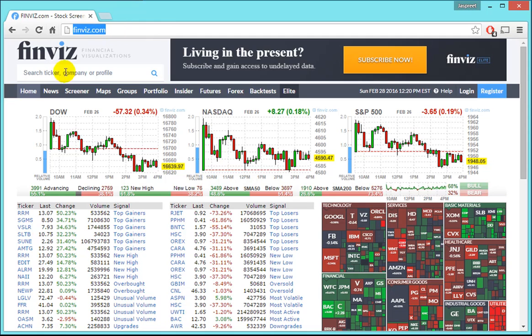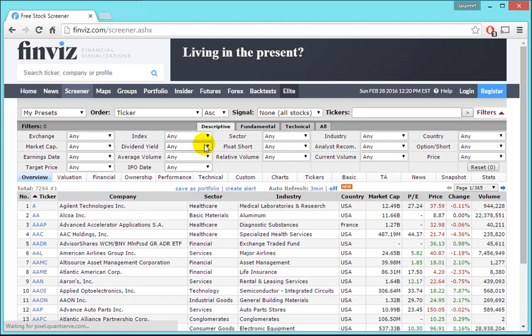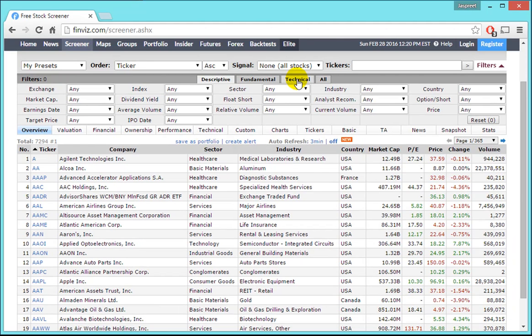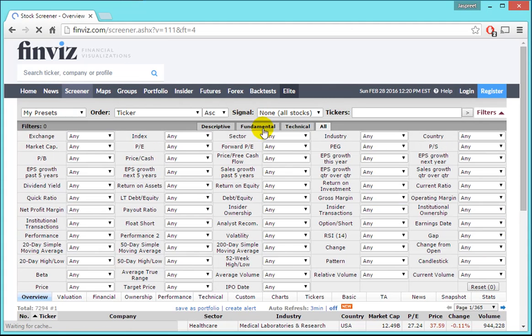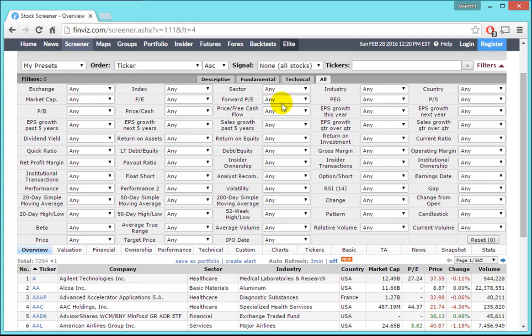So you're gonna log into finviz.com, you're gonna click on screener. Okay, once you click on the screener, it's gonna take you to the descriptive, fundamental, technical. So just click all. Once you click all, it's going to show you a bunch of these parameters that you can search your stocks.